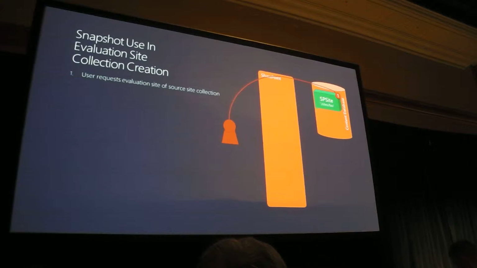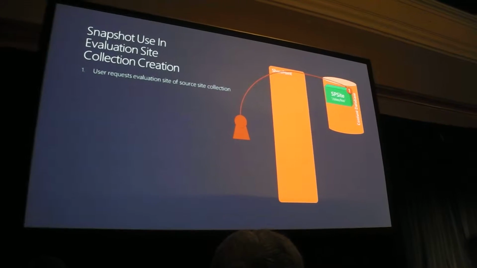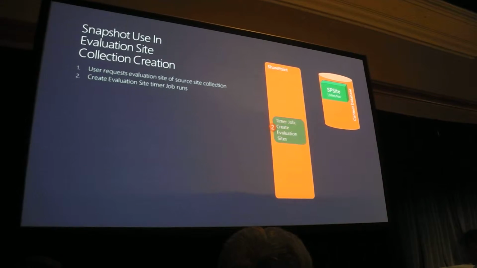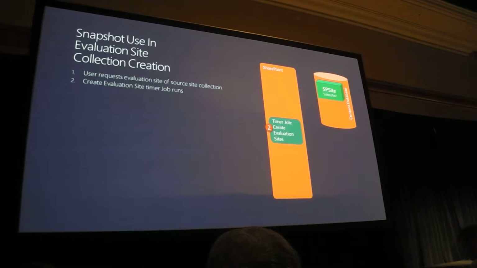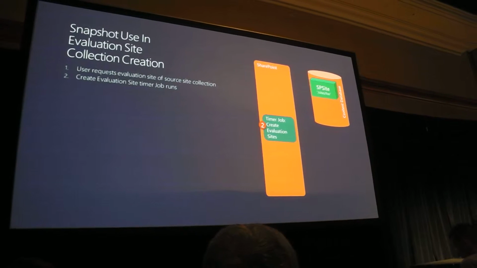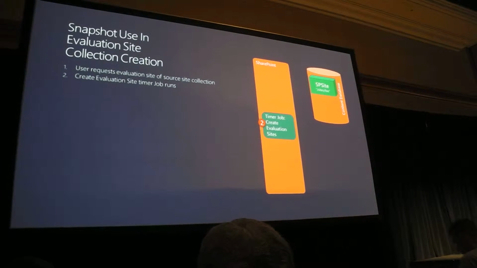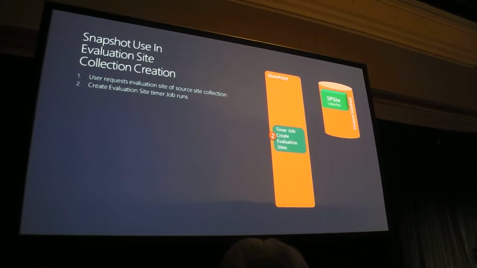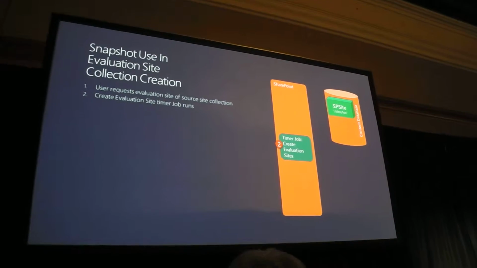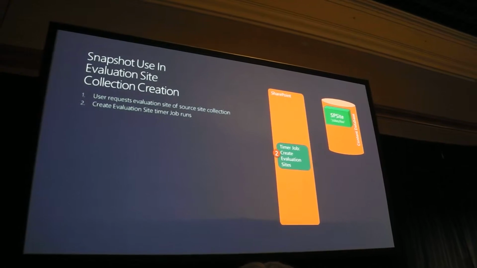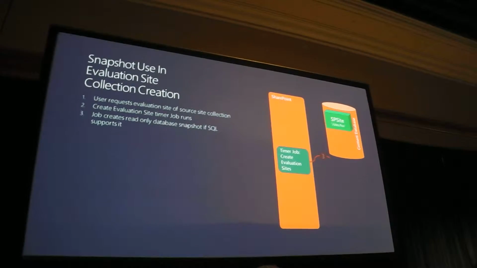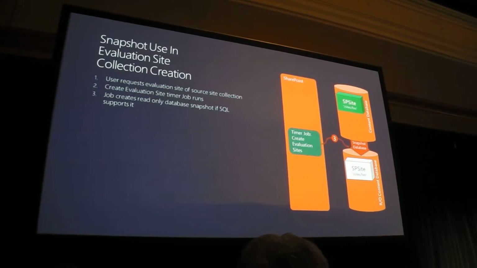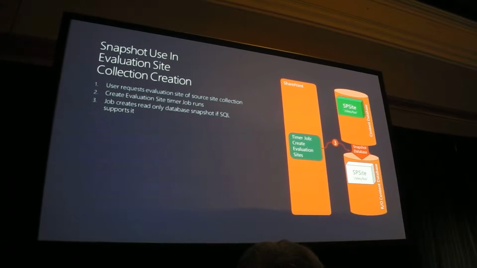Okay, so the user goes and requests an evaluation site collection. It's an existing site collection that they are site collection administrator for. Next, because that has been requested for an eval, within the next 24 hours or so, within the default of the timer jobs schedule, the create evaluation site collection job will run, and it's going to then go through and create a snapshot of the entire content database where any evaluation sites have been requested.